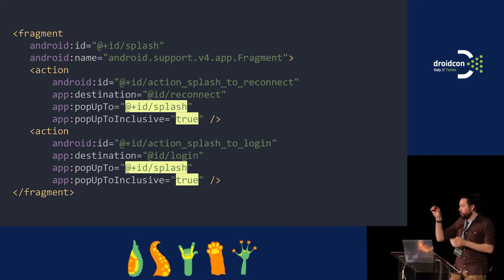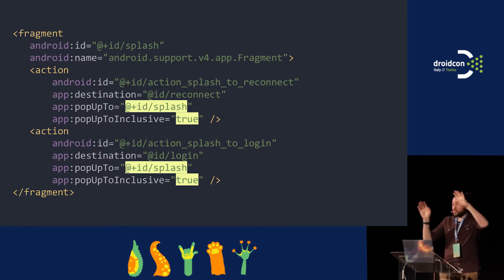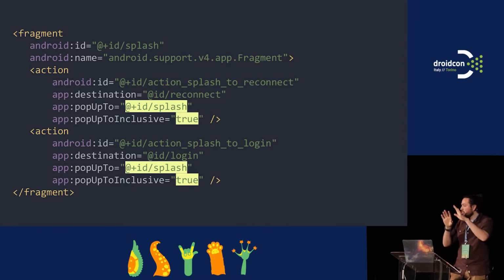Also, with both actions that are directing to the login or to the reconnect, we say that the user should pop up to the splash with what is called a pop-up inclusive. It means that when the reconnect, for example, will pop, it will include the screen before, so the splash will be dismissed too, and the app will quit.